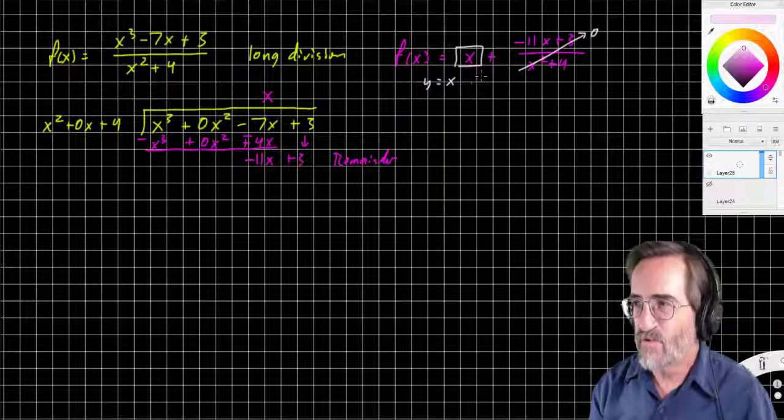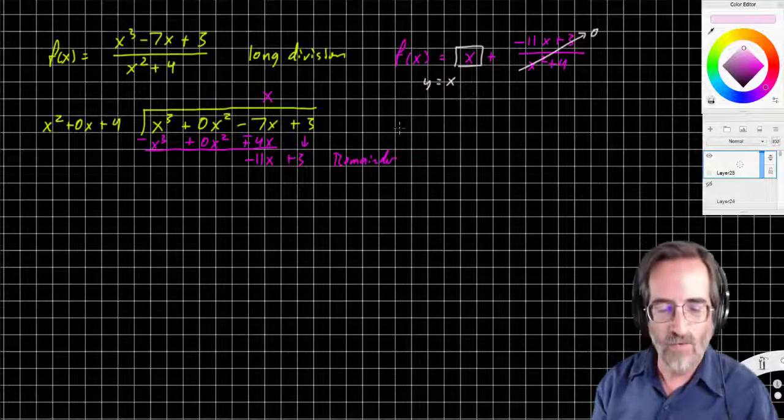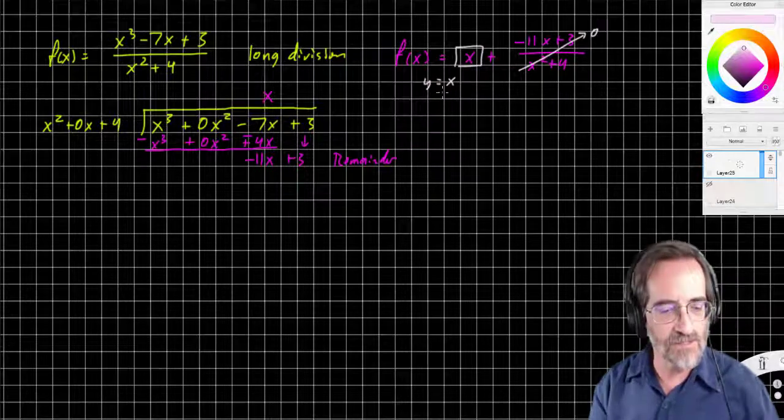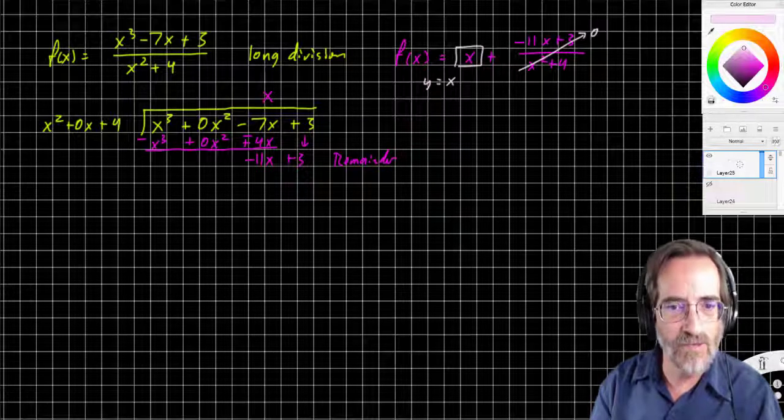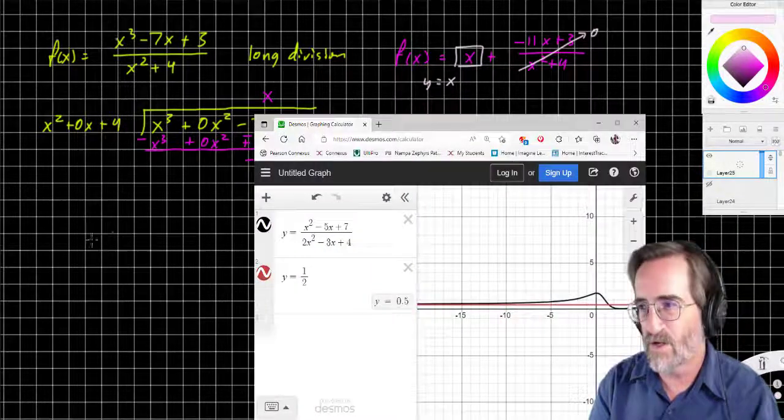So the end behavior as x goes to positive infinity is y equals x. As x goes to negative infinity, it's also y equals x, which goes off to negative infinity. So y equals x is the asymptote, the end behavior, and we call it a diagonal asymptote. So let me show you that real quick here.